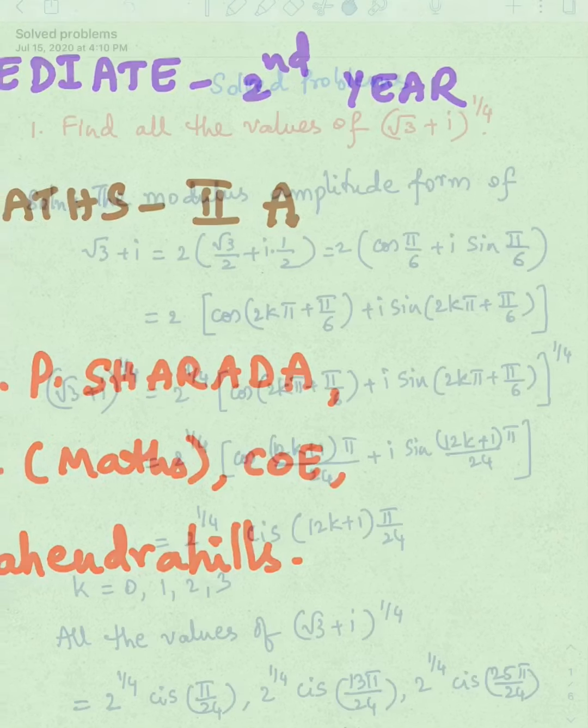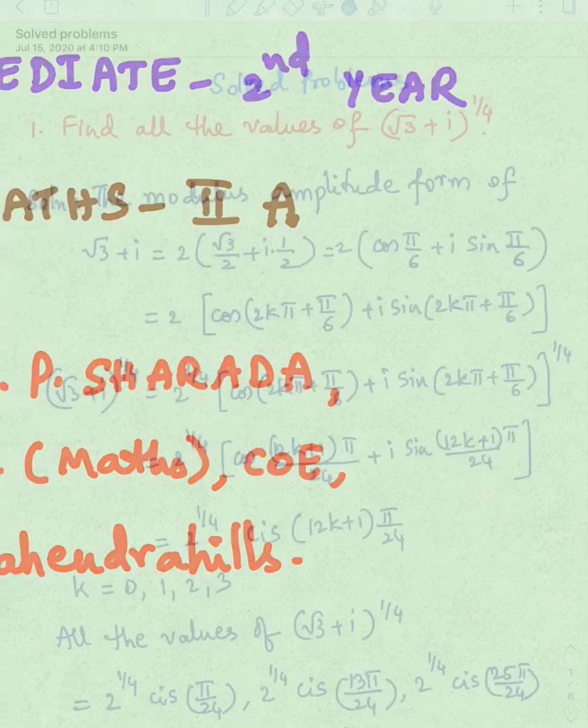Solved problems related to B exercise in De Moivre's theorem. Find all the values of (root 3 plus i) whole power 1 by 4. First of all, let us take the modulus amplitude form of this number.